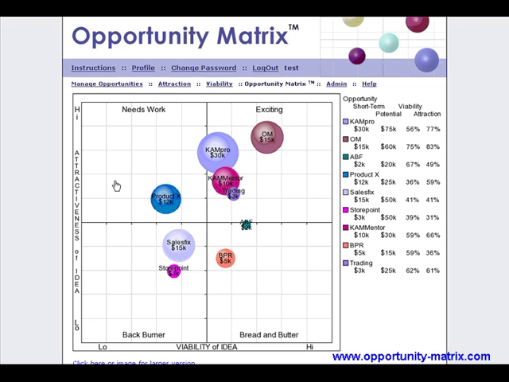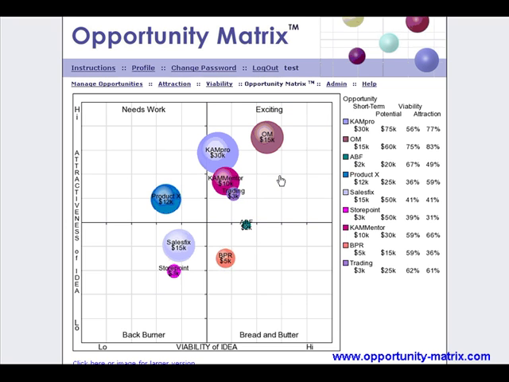Up in the top left we have needs work. These are the ones we want to do something with, but in their current form they'll be hard to make work. So we need to find ways to make them more viable. Finally, we have our exciting opportunities, the ones we want to do and we're going to make money at. These are the ones we want to be putting our energies and resources into, because they'll give us the best returns with the least struggle.